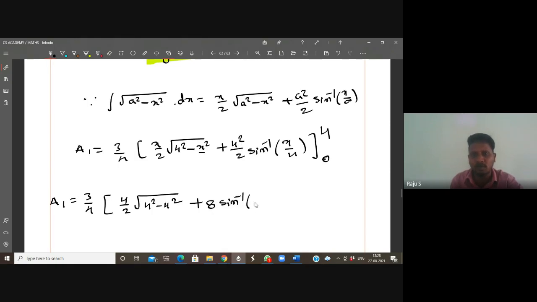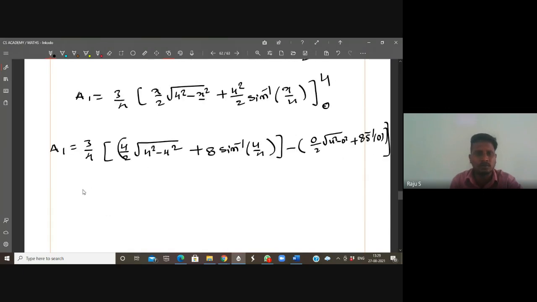Sine inverse of 4 by 4. Now I applied upper limit minus lower limit. Lower limit is 0 by 2 root over 4 square minus 0 square plus 8 sine inverse 0. Sine inverse 0 by 4 is 0. So this is 3 by 4 times of this, which is 0, plus 8 times of sine inverse, 4 get cancelled, sine inverse 1.